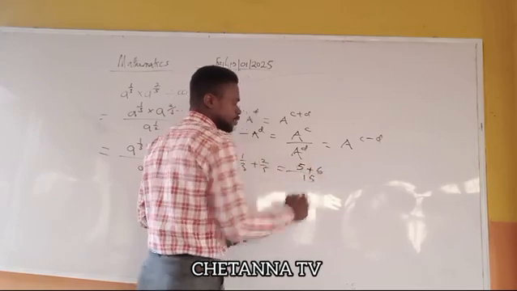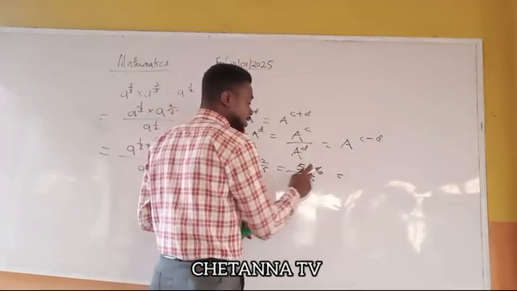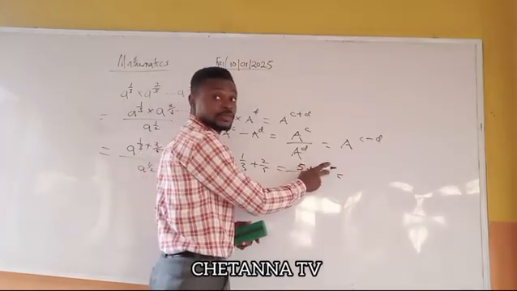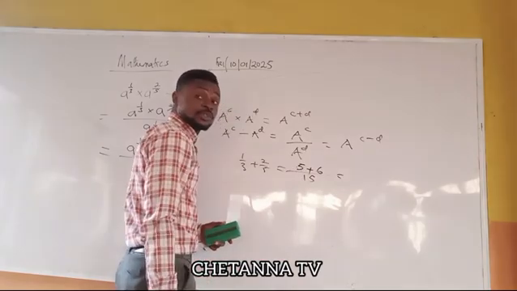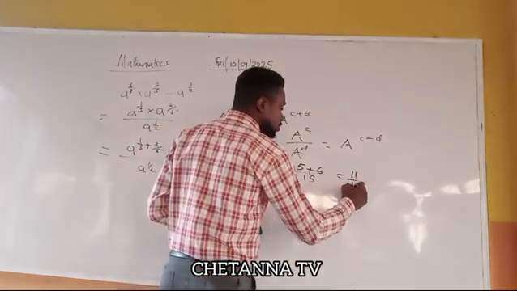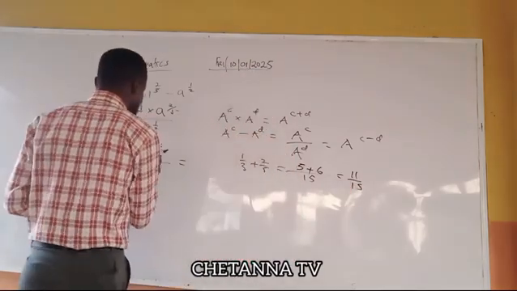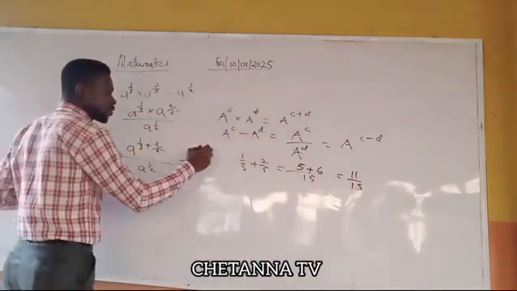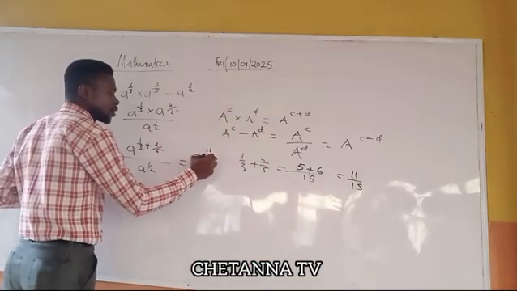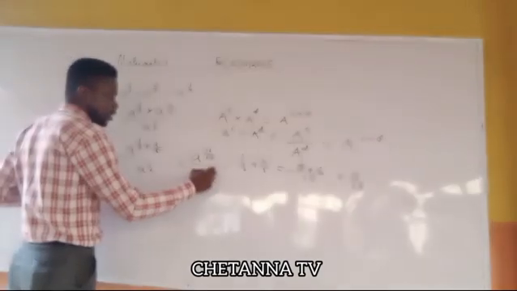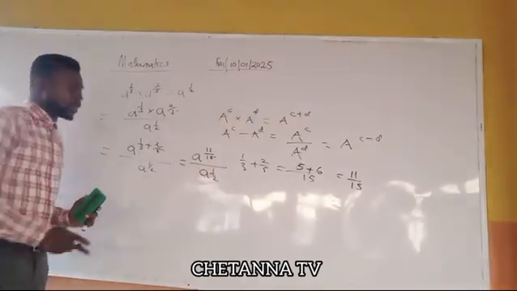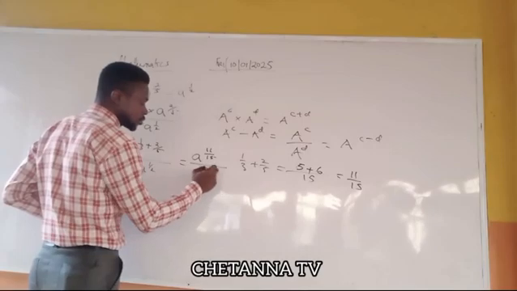So 6. So now 5 plus 6 is what? 11. So we have 11 over what? 15. So here is A raised to what? All over what? A raised to 1 over 2.